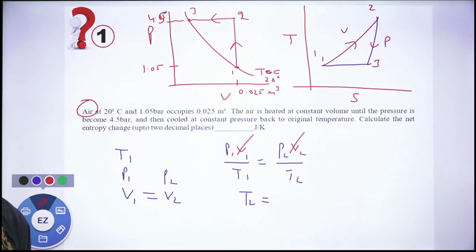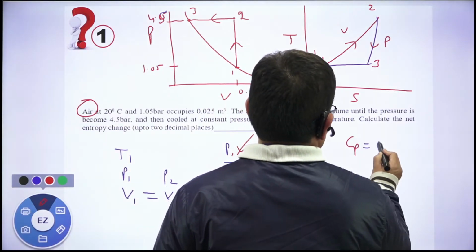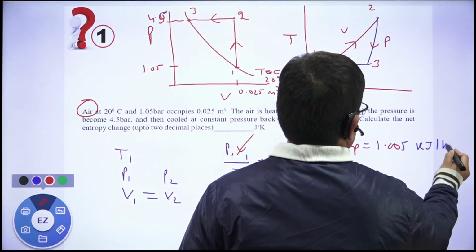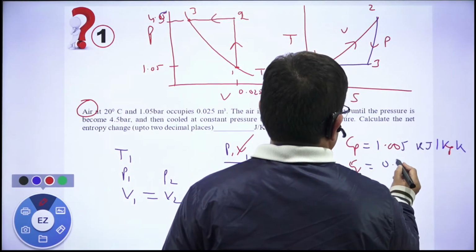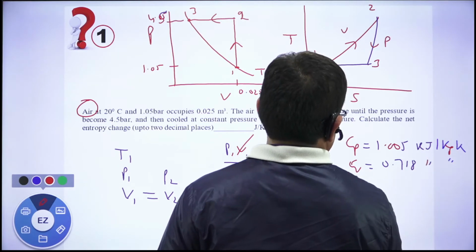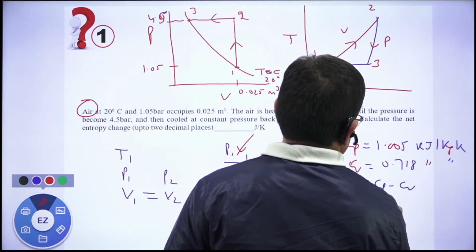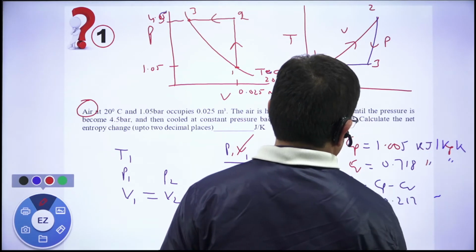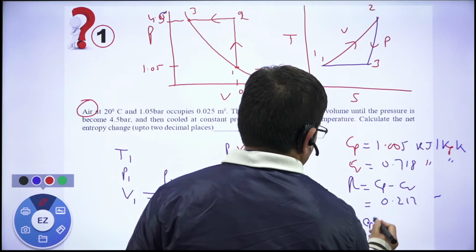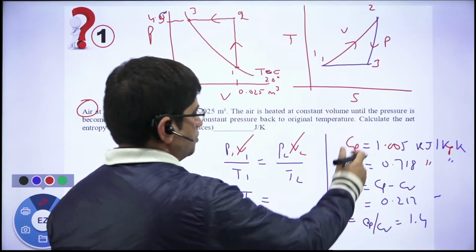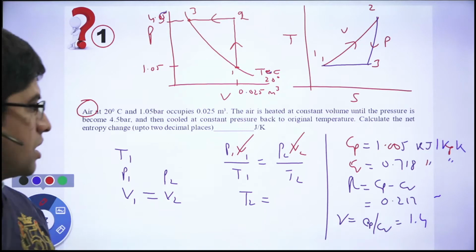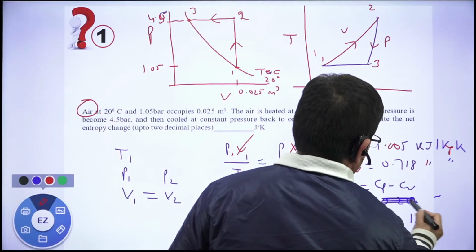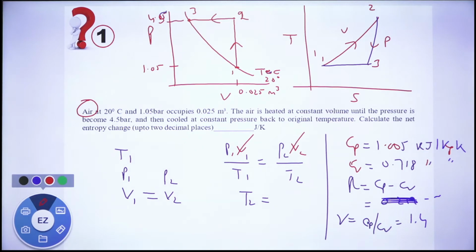We can apply the ideal gas formula. So for air we know what Cp and Cv are: Cp is 1.005 kilojoule per kg Kelvin, and Cv is 0.718 kilojoule per kg Kelvin, and R is nothing but Cp minus Cv, that is 0.287 if I'm not wrong, and gamma, which is Cp by Cv, is equal to 1.4. You need to memorize these kinds of values. So these values we can use and find it out.